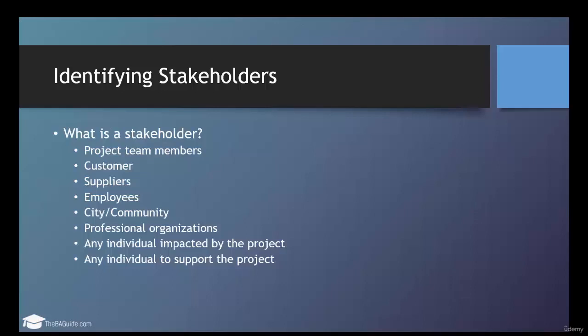And the last two are a little bit more vague. Any individual that's impacted by the project, and any individual that's going to be supporting the project. So impacted is, obviously, if we would build a library, anybody that would be impacted. So if we have to tear down a house to put the library there, well, that house is torn down, that owns that land, they're going to be impacted. So they need to be a stakeholder in the project.